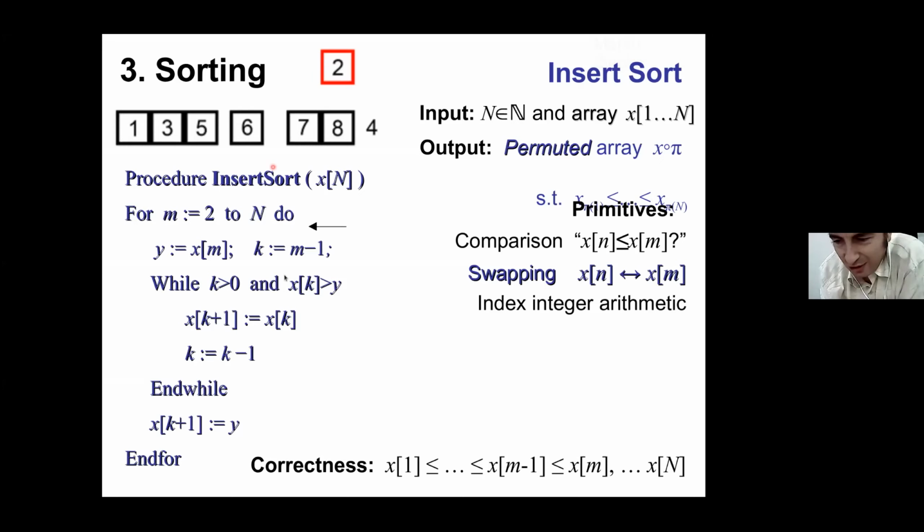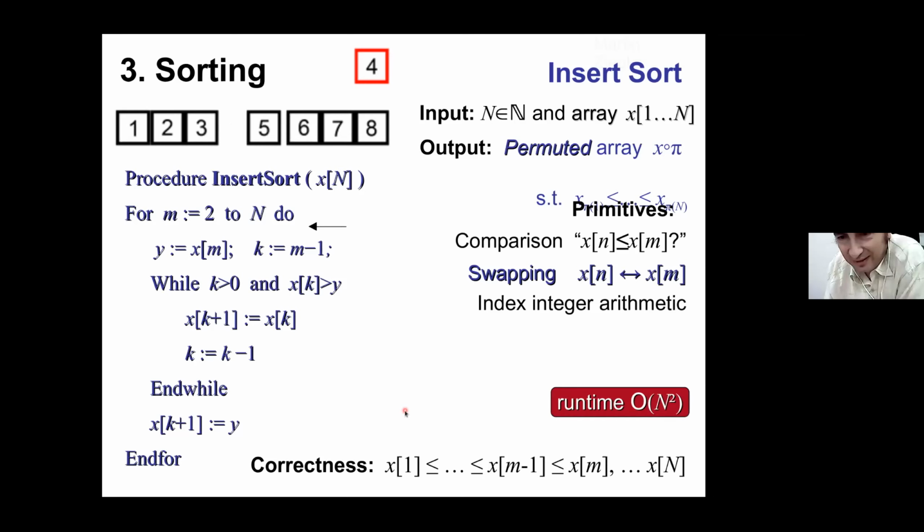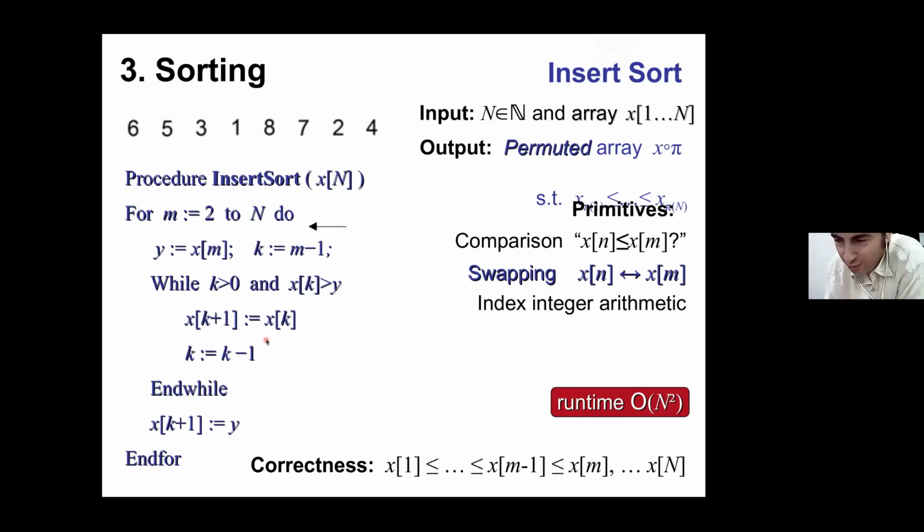Okay, so it's not difficult to see that this algorithm is correct, because after m iterations, the first m elements will be sorted, and the worst case complexity is again quadratic. It depends on how many elements you have to shift. If the array is sorted, simply checking that it's sorted would be the fastest, and it would be O of n. But the worst case complexity is O of n squared.